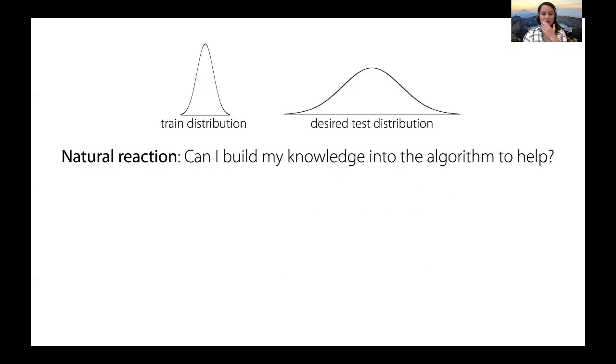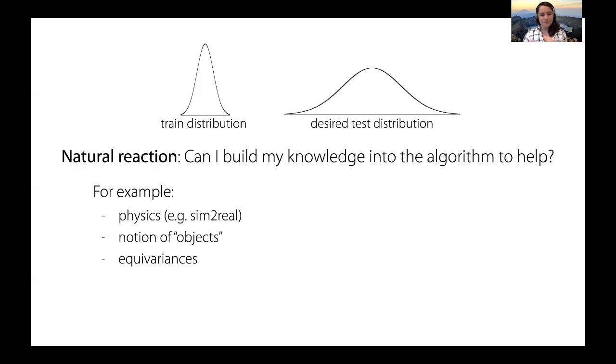One very natural reaction to this problem is, well, I know how to use many different kinds of spatulas. I know how to generalize very broadly. Can I build my knowledge into the algorithm in order to help it? For example, I know things about physics. Maybe I could program a simulator and use this to help generate data for the robot. Or can I program some notion of objects like spatulas into the robot? Or try to program in certain kinds of equivariances that we think exist about the environment, or build in certain kinds of neural architectures. But while this is a very natural reaction, I think it's also a bit problematic.